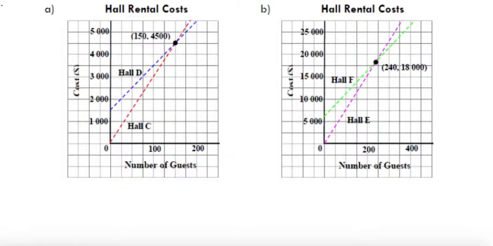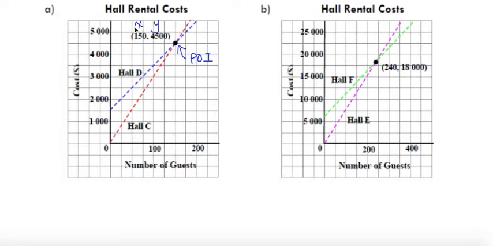So example A looks at hall C and hall D. Hall C is the red dotted line, hall D is the blue dotted line. So what we want to do is identify this point of intersection. That's where the two lines intersect or where they cross. They cross at a point of 150, 4,500. So we need to identify the coordinates.